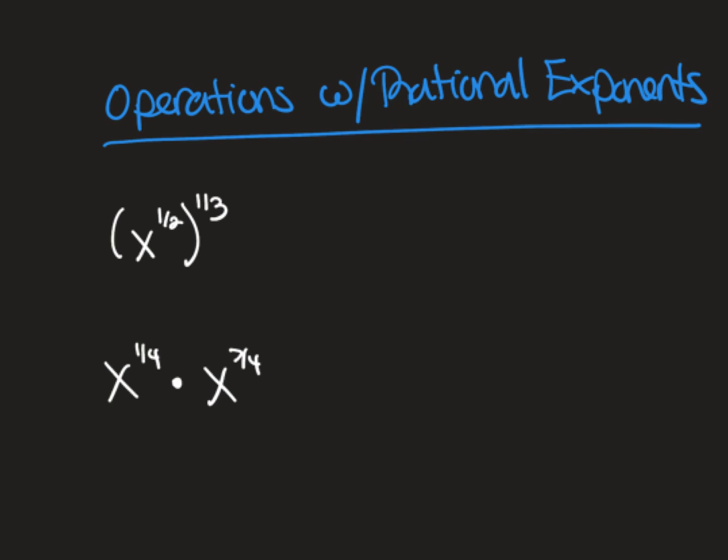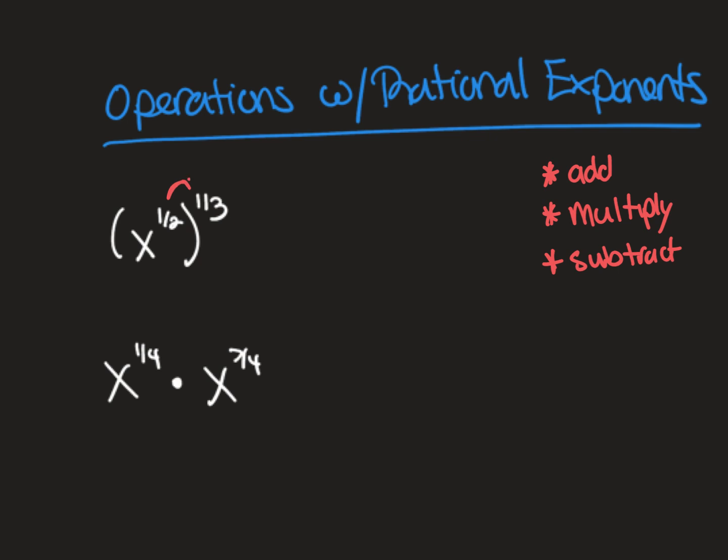In this video, we are going to continue doing operations with rational exponents. This time we have some variables involved, and we are going to focus on when to add our exponents, when to multiply our exponents, and also when to subtract them. So this is connected to something we've done in the past.